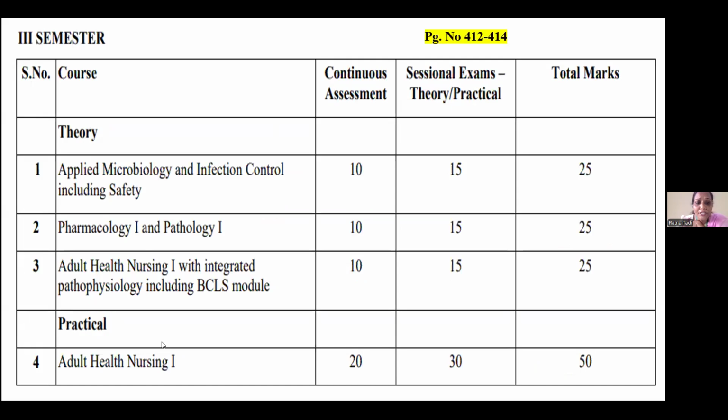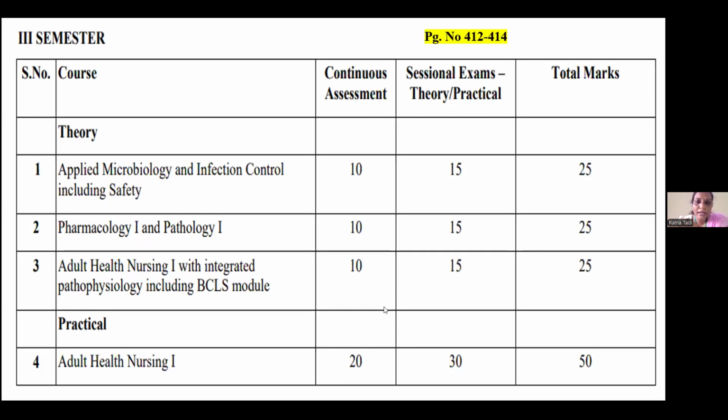Now here it changes, because as I told you, we have 4 subjects where the practical exam has to be conducted in the same semester itself, like adult health nursing 1. There the continuous assessment changes: we need to get it out of 20, and for the sessional exam out of 30. This remains the same for adult health nursing 1 and 2, and community health nursing 1 and 2. These are the 4 subjects where the marks change. For all the others, it remains the same.